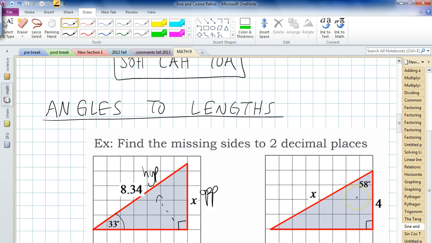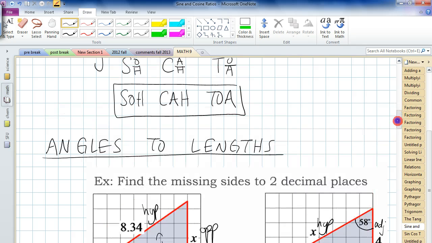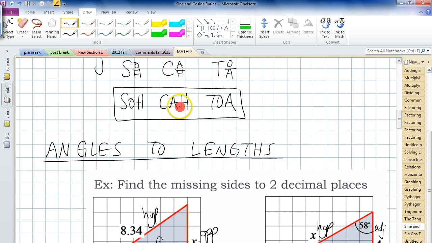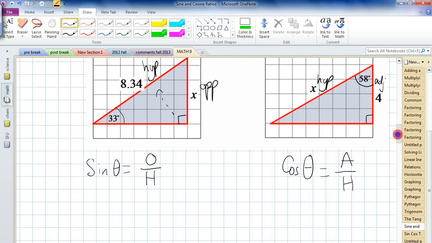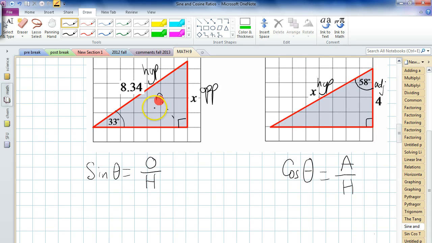Now this triangle is a little different. You've got the angle here. This next to it is the adjacent, and that's the hypotenuse. When do we use adjacent to hypotenuse? Adjacent and hypotenuse are going to be A and H. That's cosine. So there are the two functions we're going to use. For this one, we'll use sine, and for that one, we'll use cosine.